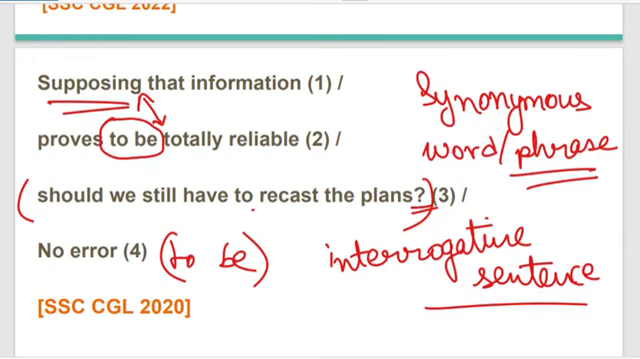Now let's reread the question. Supposing that information proves to be totally reliable. That means we are getting a synonymous word in the first part and in the second part, and we have to omit either one. Either we have to say, supposing that information proves totally reliable, should we still have to recast the plans? Or we have to say, that information proves to be totally reliable, should we still have to recast the plans?